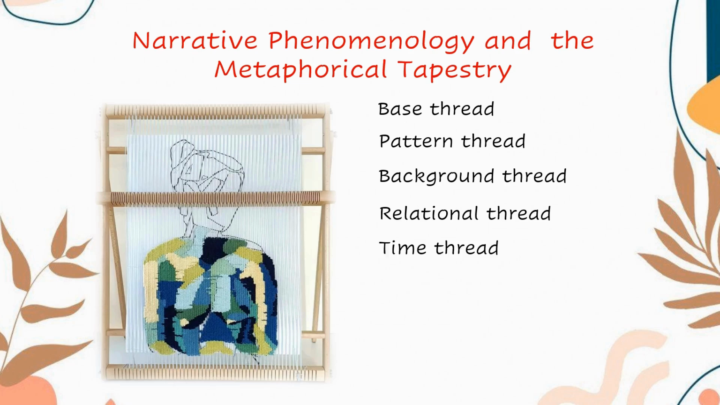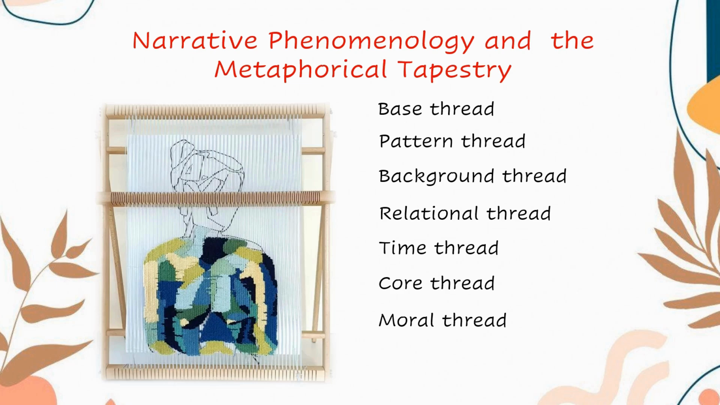Now we have the time thread, which is a temporal layer, and this runs through the entire tapestry, representing the temporal aspect of the narrative. It illustrates the chronological order and the progression of the story, highlighting how the participants' experiences and perceptions evolved over time. We have the core thread, which is the existential layer. The core thread adds depth and richness, representing the existential questions addressed within the narrative. These threads explore issues related to identity and purpose and meaning in life.